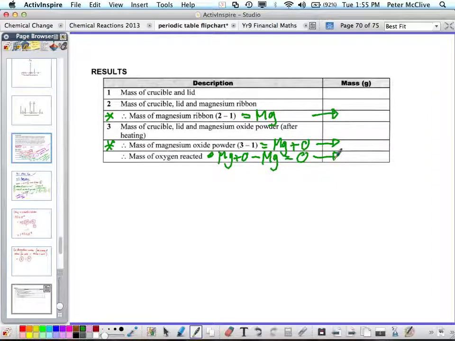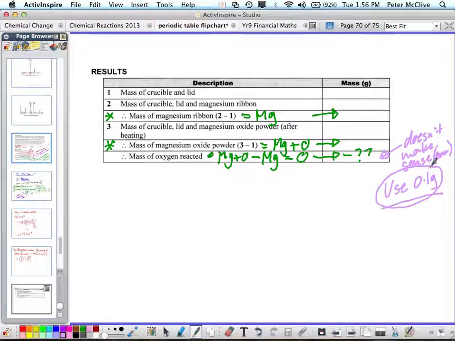So there are experimental problems here, and what I've said to some people is you may have got a negative result here or some weird thing. There's an error, and for the sake of calculation, just say that's happened, you got an error, it doesn't make sense. You can explain that. Use 0.1 grams, okay? So you can do some sensible calculations. As long as you say that, then that's all right. You'd expect it to be above zero. If you're getting zero, just use that, okay? All right, let's keep going.